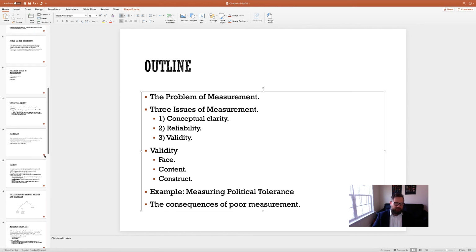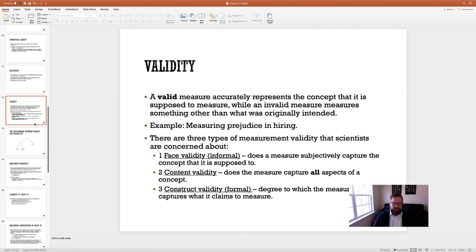Face validity is a broader measure, and it discusses whether a measure subjectively captures the concept that it's supposed to. Content validity is the question that you would ask is whether the measurement measures all aspects of the concept, and then construct validity is the degree to which the measure captures what it claims to measure.